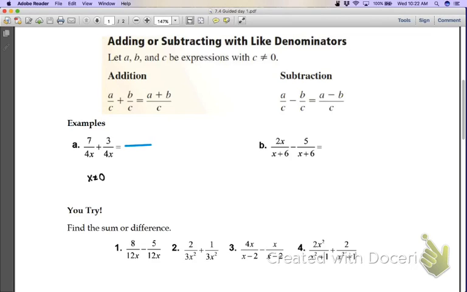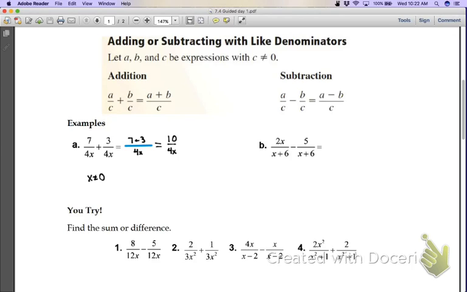I will have some students that will put everything under 1 and make it 7 plus 3, and we'll do that. That's completely all right. If you don't want to rewrite that, that's fine too. And if you just want to say 10 over 4x, that's fine as well. Now, we are not finished here.